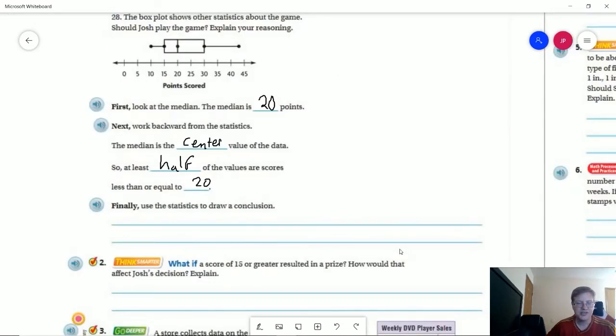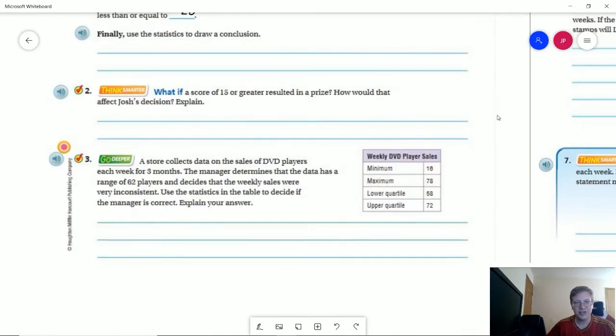Number 2 is going to be a follow-up question. What if a score of 15 or greater resulted in a prize? If a score of 15 or greater resulted in a prize, he should definitely play this game because the lowest end of our most concentrated set of data points would fall in a score that would result in a prize, and then we go up from there. Now let's take a look at number 3.